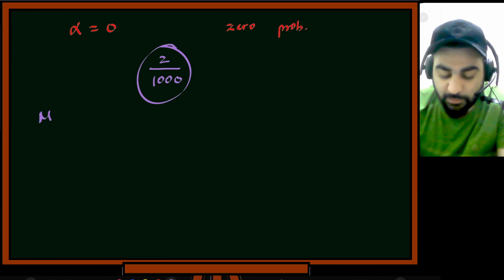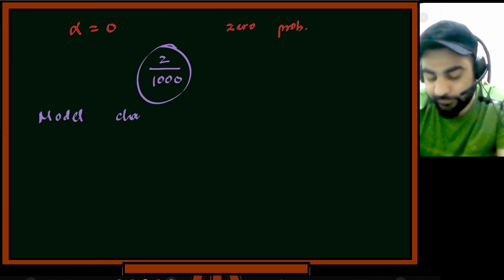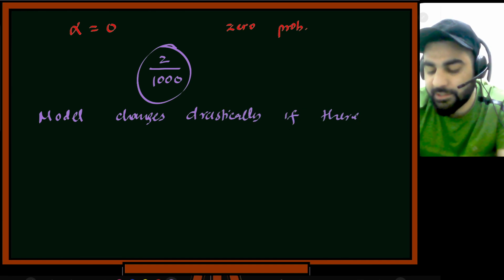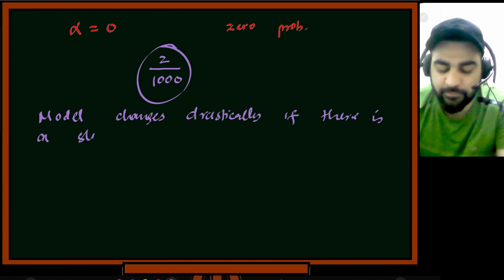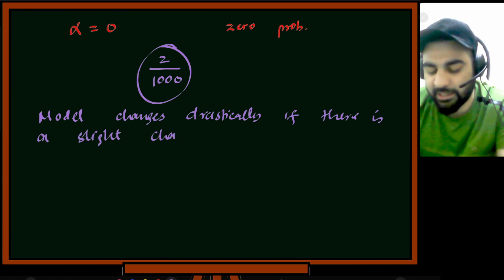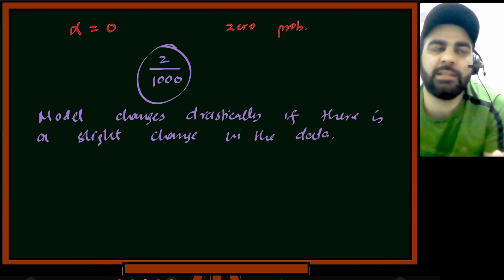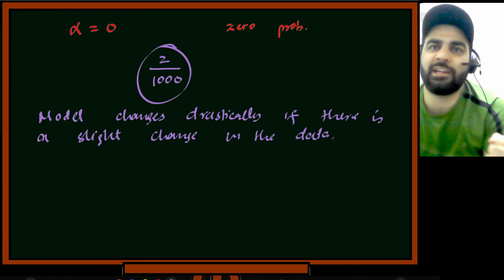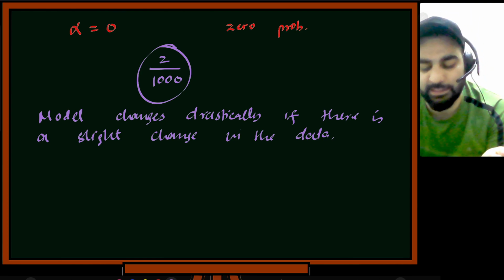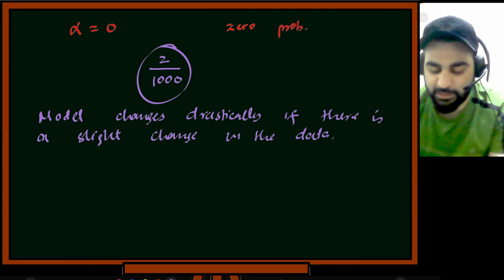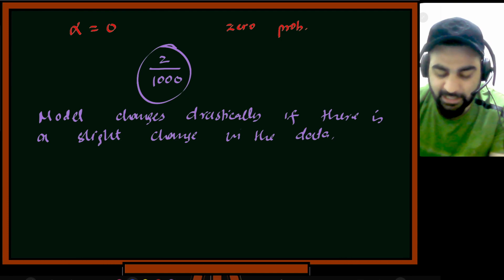So the model changes drastically if there is a slight change in the data. What I'm telling you is that overfitting basically means the model is trying so hard on the training data, but if you change the data slightly, your model won't be able to generalize. It will perform poorly. So from that, if alpha is 0, I'm saying there are very rare words.